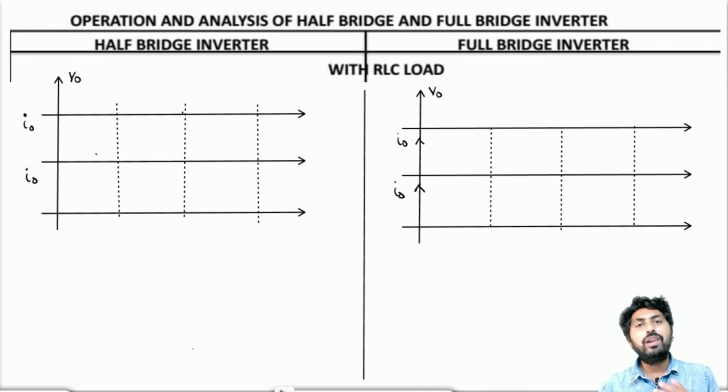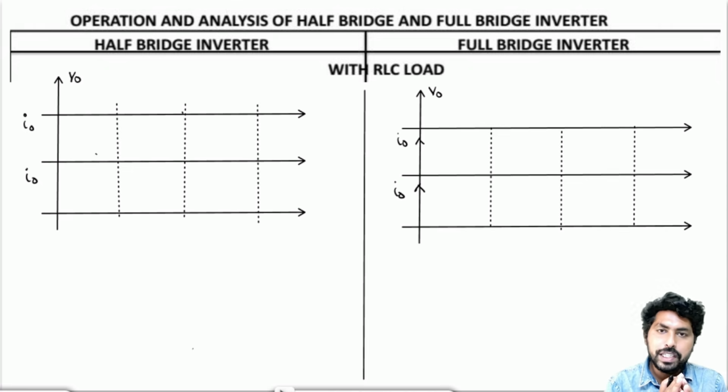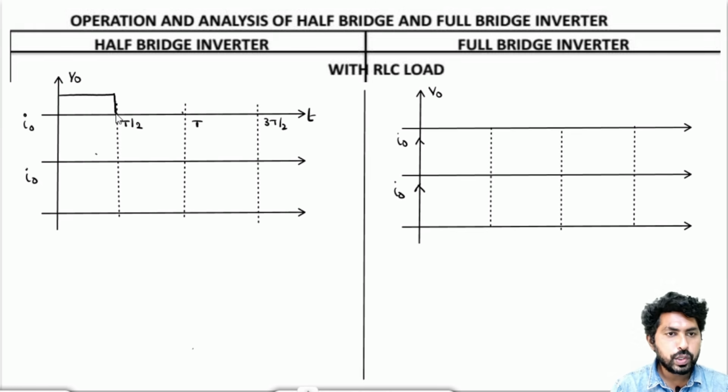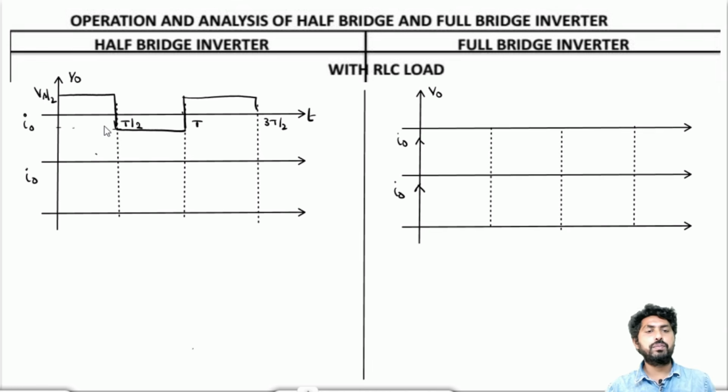So whatever be the load, whether it is the R load, RL load or RLC load, the output voltage waveform nature will be the same in case of voltage source inverter. So the output voltage will be like this. Let me mark the periods as T by 2, T and 3T by 2. In case of half bridge inverter, the voltage levels will be Vs by 2 and minus Vs by 2. Now let us draw the I0 here.